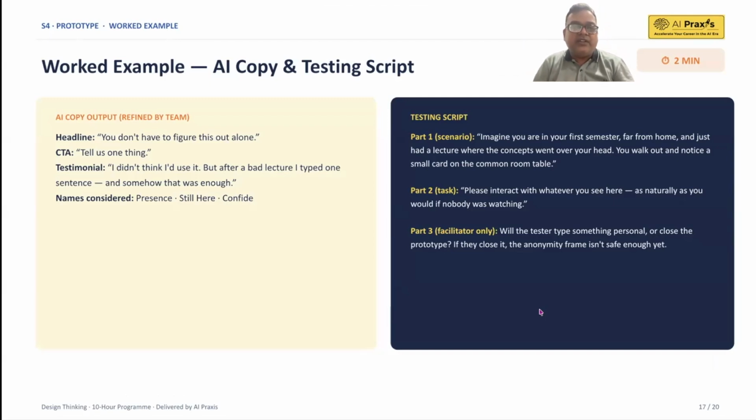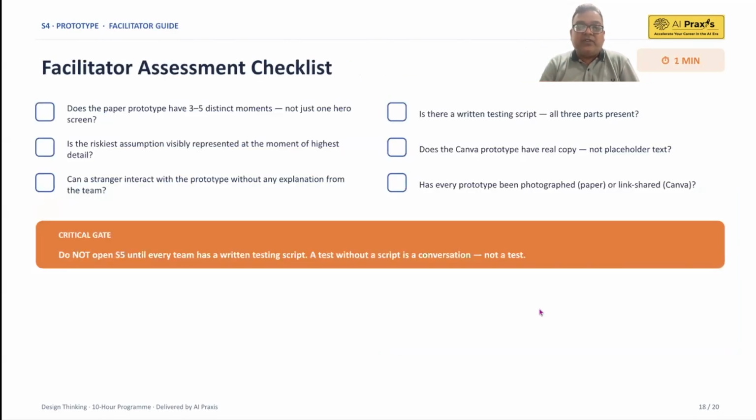First is the AI generated copy. Notice how it's short, simple, and written in the user's language. A clear headline, a call to action, a testimonial, a few product name options, all that. The second part is the testing script, and it has 3 parts: the scenario, the task, and the learning question. Notice the learning question isn't like, did the user like it? In fact, it's very specific. Will the user share something personal, or will they close the prototype? That's what makes the testing meaningful.